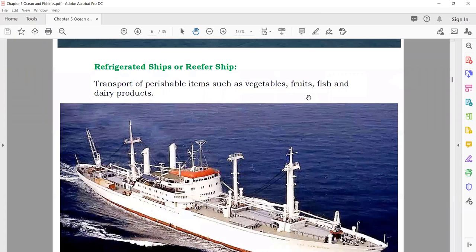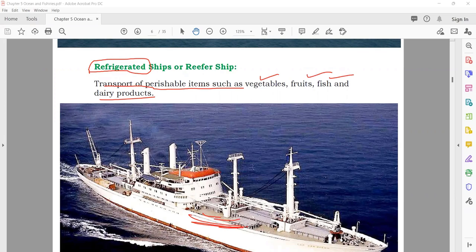After that, you have the refrigerated ship. From the name, refrigerated means the things which need a very low temperature to be kept, so they are transferred by this one. So here, transport of perishable items such as vegetables, fruits, fish, and dairy products. Dairy products means you have yogurt, milk, and butter, all these. So they are moved with the help of these ships. They are known as refrigerated ships or reefer ships. Got it? So both words can be used, no need to be confused. If in the exam they ask about a reefer ship, it means they are talking about refrigerated ships. They are used for things which need cold temperature, otherwise they will be spoiled.